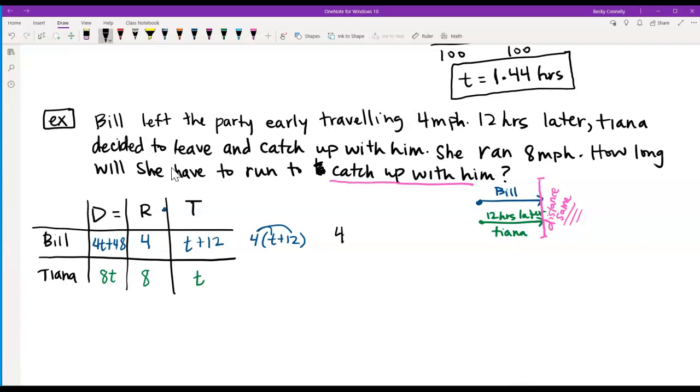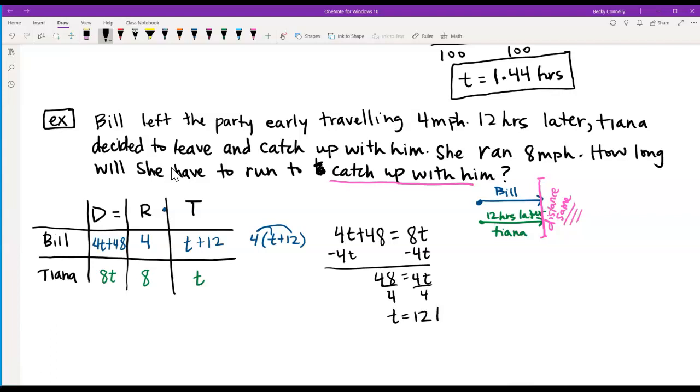So I'd have 4t plus 48 equals 8t. Let's go ahead and solve it for t. So 48 equals 4t, and so t must equal 12.